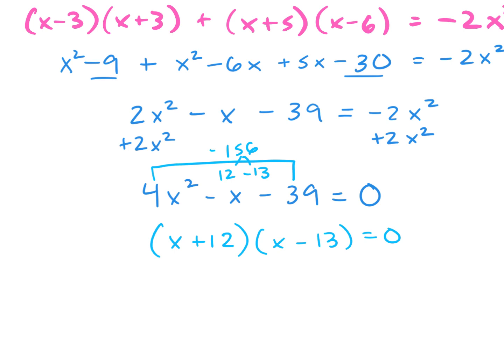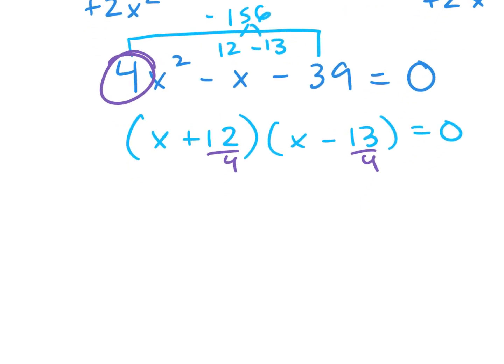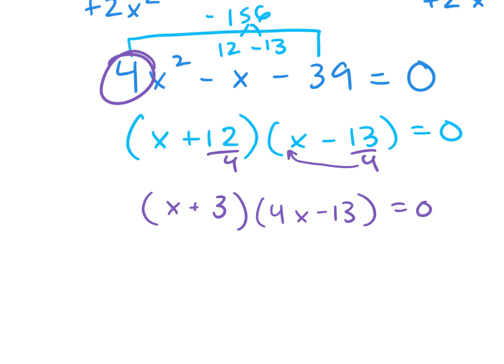What do I have to do next? Divide by 4. Awesome. Since we started with multiplying, we want to go back in and divide. Thank goodness we found factors, because the quadratic formula with these numbers would not be fun. 12 divided by 4 is what? 3. If we can't divide, move it in front. So this would be 4x minus 13 equals 0.